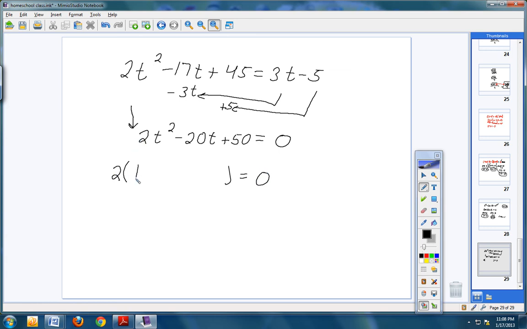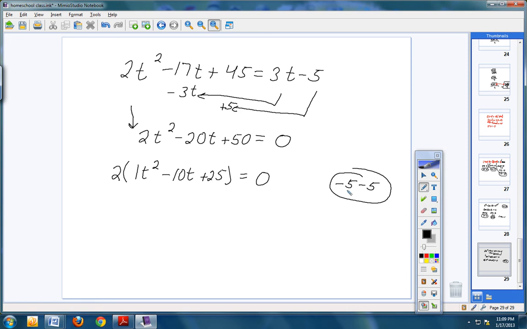2 divided by 2 is 1t squared. Negative 20 divided by 2 is negative 10t. 50 divided by 2 is positive 25. There we go. And now look at your trinomial that you're left over with. It does have a lead coefficient of 1, so it is the easy type. So I'm going to list out all of the factors of 25. I'm not going to take time and do that for you, but I would normally list them all out. And these two numbers here are the numbers I'm looking for, okay?